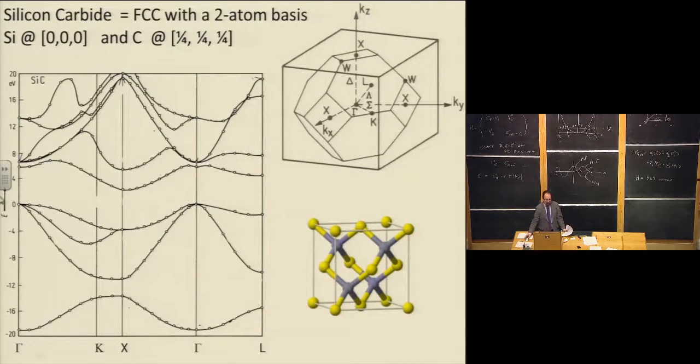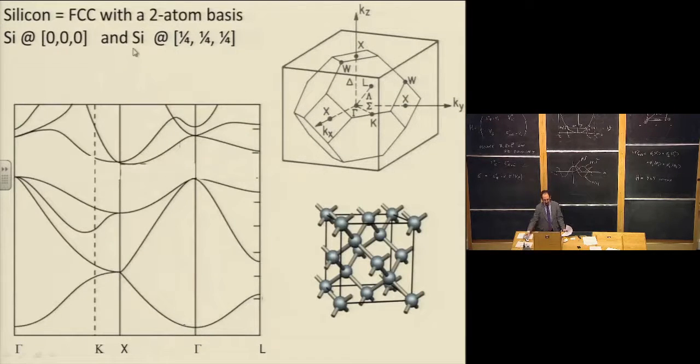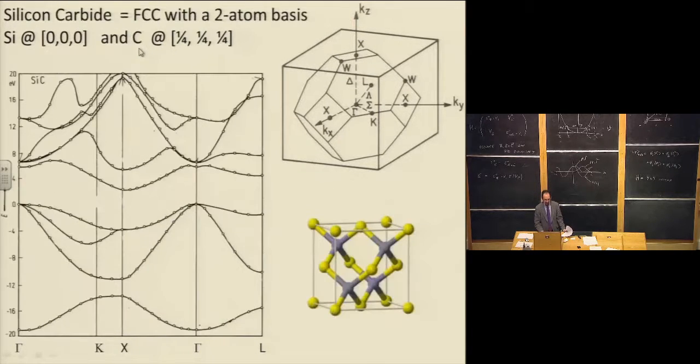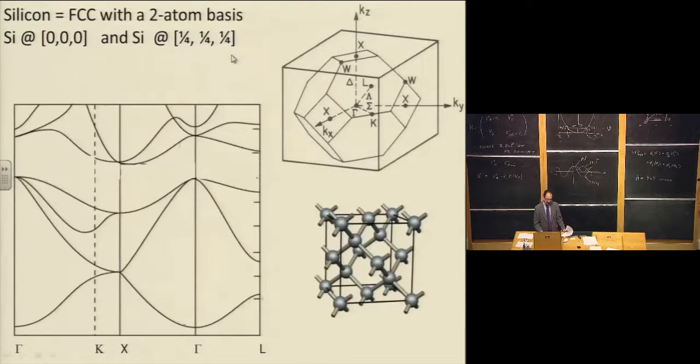So the question was about comparing something like this to something like silicon. So this is silicon here. It looks almost exactly like silicon carbide. The only difference is instead of carbon at 1 quarter, 1 quarter, 1 quarter, you replace those carbons with another silicon. So it's all silicon. Silicon at 0, 0, 0, and silicon at 1 quarter, 1 quarter, 1 quarter. We've seen this structure before too.